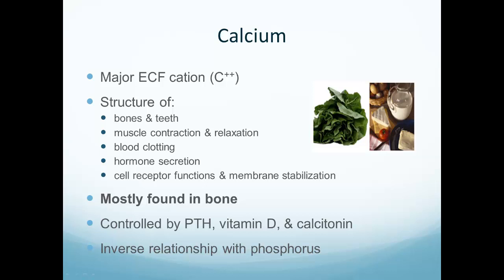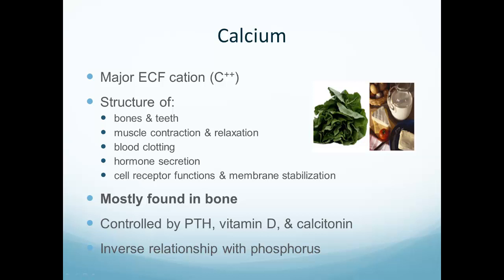Calcium is also necessary for clotting and is involved in the clotting cascade in at least three or four different places. So it's multiple places in the clotting cascade that calcium is necessary in order for a clot to form. Hormone secretion, cell receptor functions, and membrane stabilization are all necessary that we have calcium available.